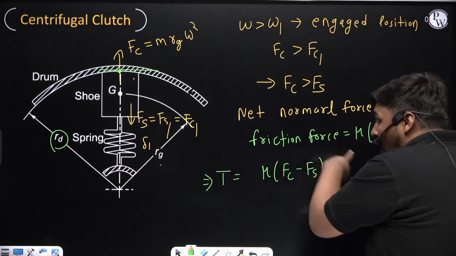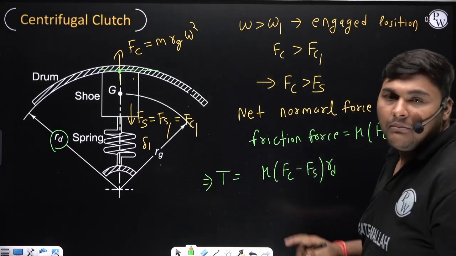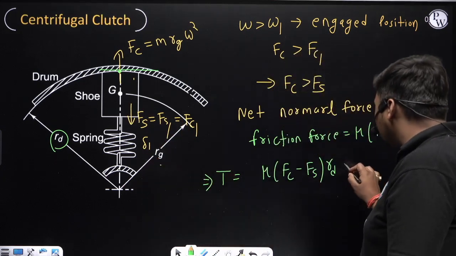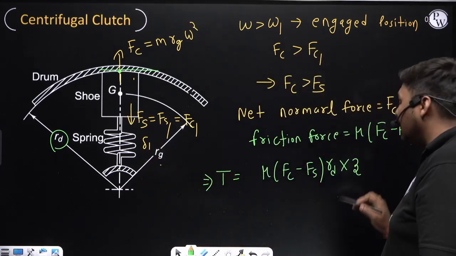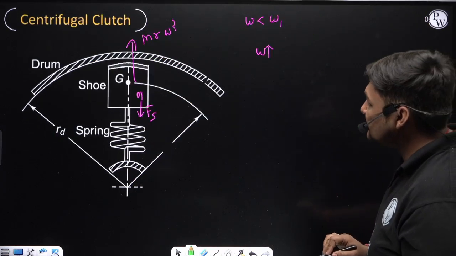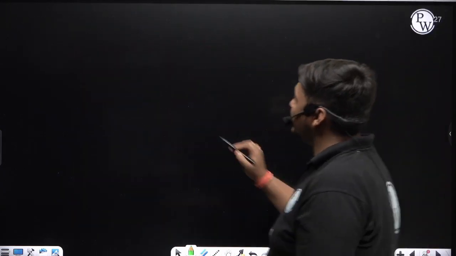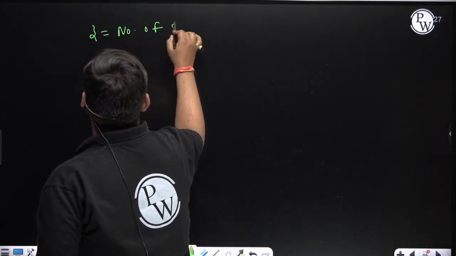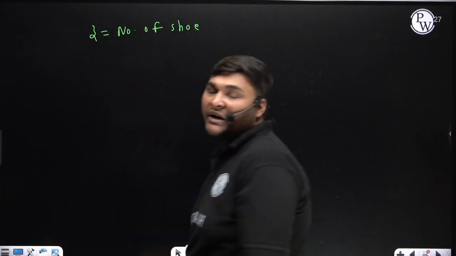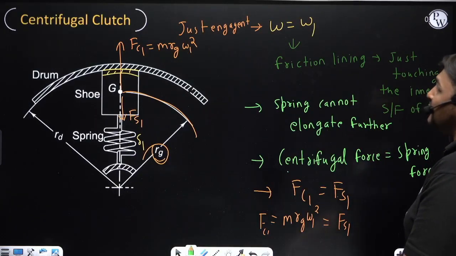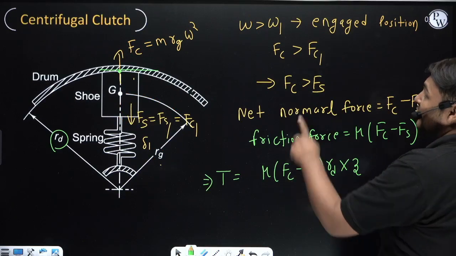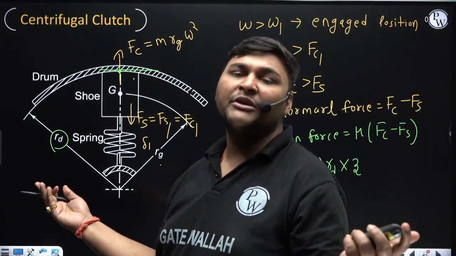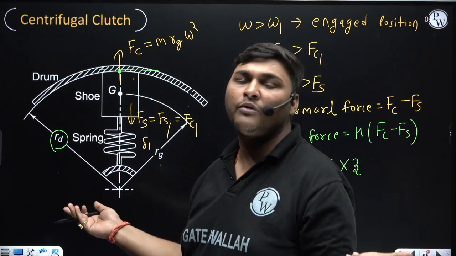But this is the torque transmitted by one shoe. In a centrifugal clutch, we are using more than one shoe, so we will multiply this term with the number of shoes, which I am denoting as z. Z is nothing but the number of shoes. This is the expression to calculate total torque transmitted at engaged position. This expression is valid when omega is more than omega 1, because when omega is less than omega 1, that position will be disengaged, and in disengaged position no torque will transfer.